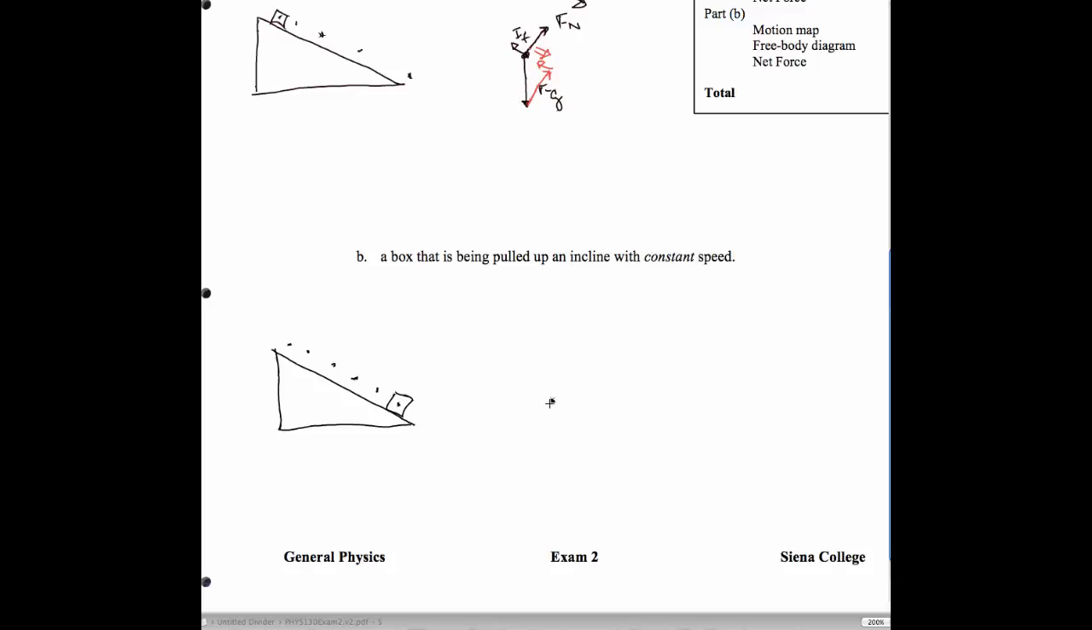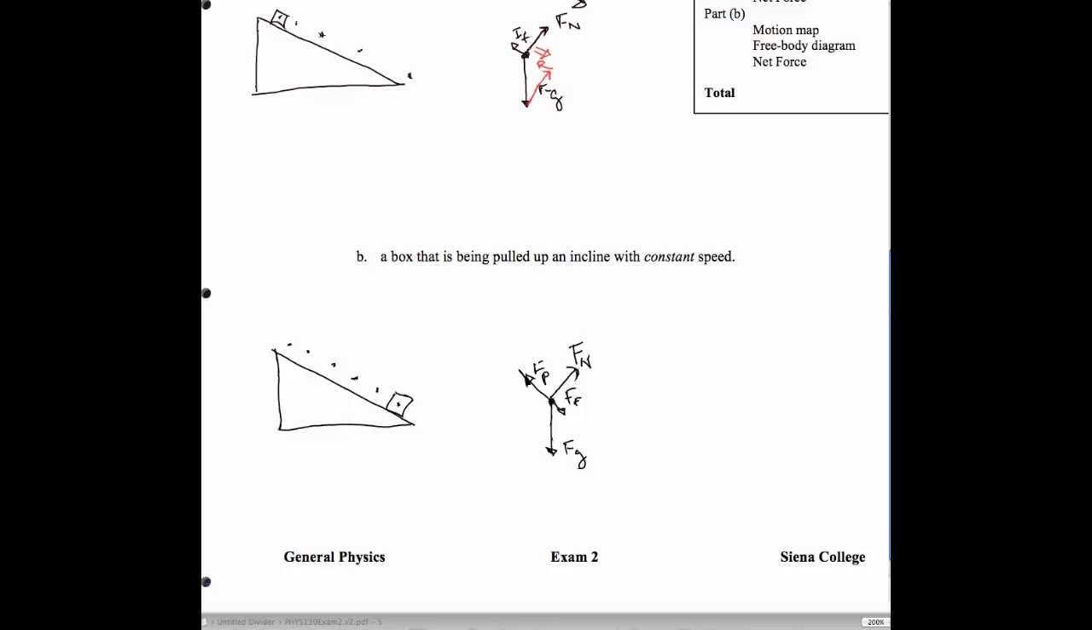Okay, so here's my free body diagram. We have the force of gravity still. That hasn't changed. We have the normal, like so. Now there must be something pulling it up the plane, so let's make that, oops, we don't want to make it too big. Here's the force of the pull. And now we're going to have friction again, but this time opposing the motion, right, so it's down the plane.